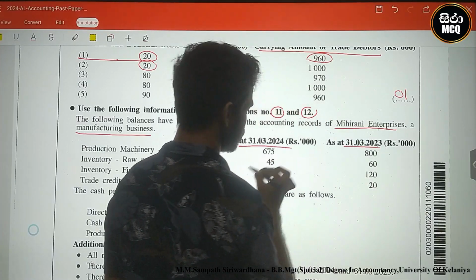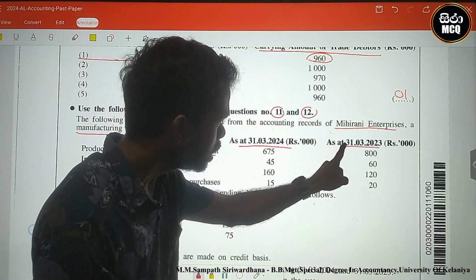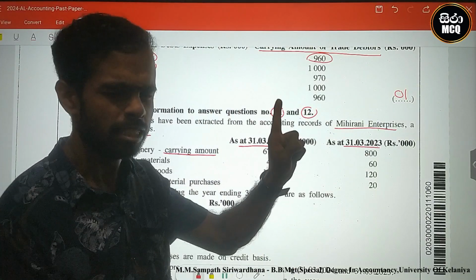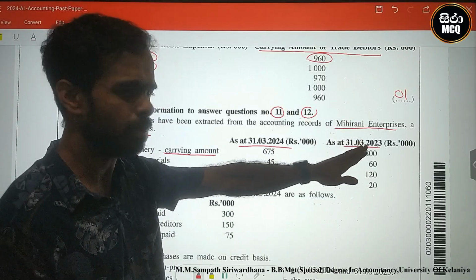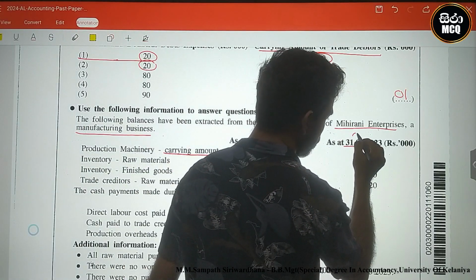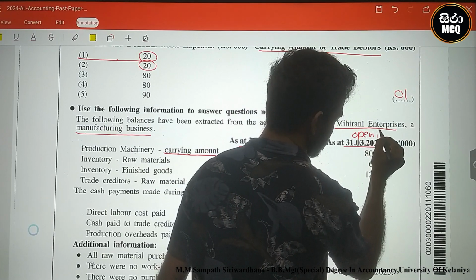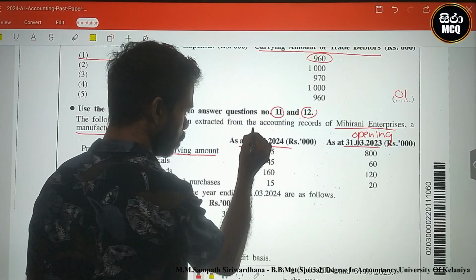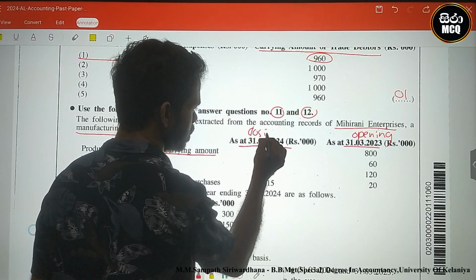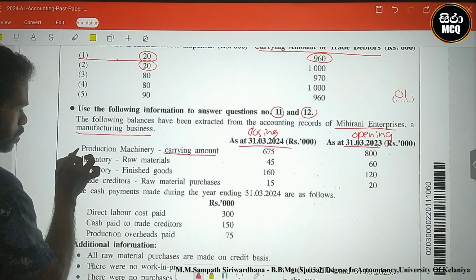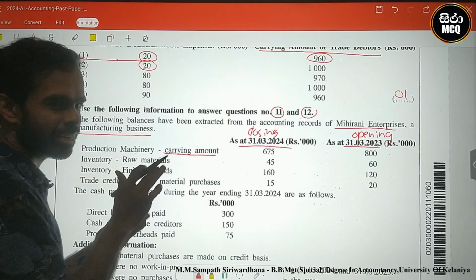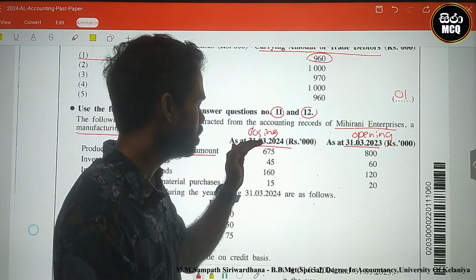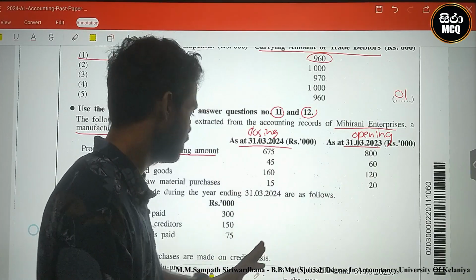What is the opening balance? The opening date is 31st March 2023, there is a historical balance. Therefore, this is the opening balance. There is 31st March 2024. This is the closing balance. Ignore this one. Currently, production machinery carrying amount 675 and 800.